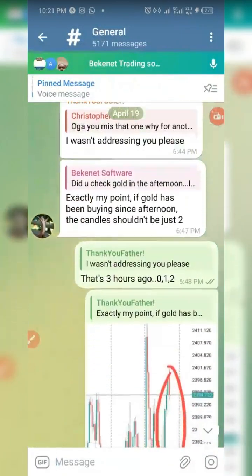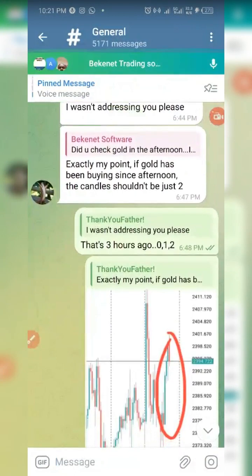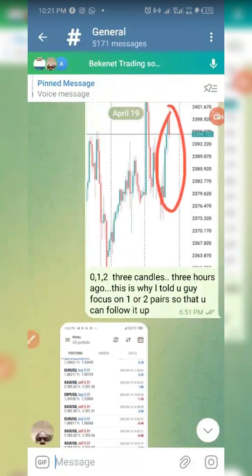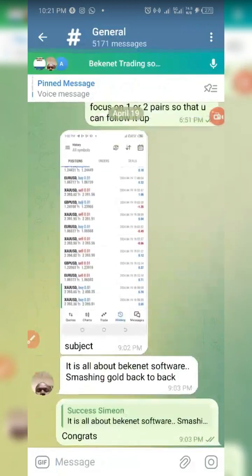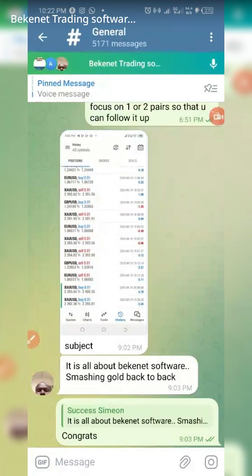This is where we're having our conversation. So I told them to focus on one or two pairs. You don't just trade randomly. Focus on one or two pairs, then follow them up. Look at these same persons here, they followed the same thing. He was using the software, so as I was monitoring, he was monitoring it. He made about $9 from it, but he was using 0.01. So it's just for you to concentrate and focus on that particular pair, not trading randomly.